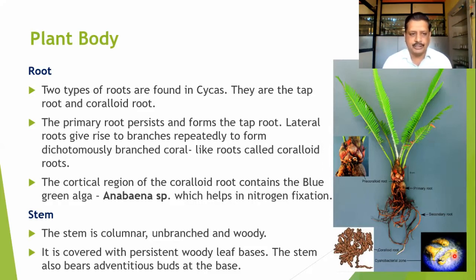When we talk about the stem, it is mostly columnar, a column-like structure, unbranched and woody. It is mostly covered with persistent, permanent woody leaf bases, and the stem bears adventitious buds at the base.